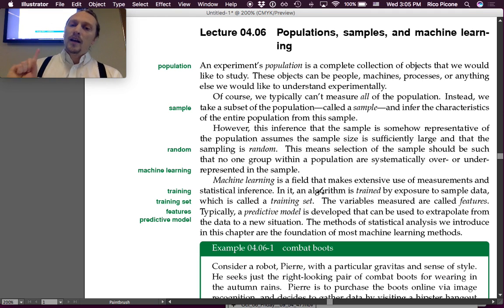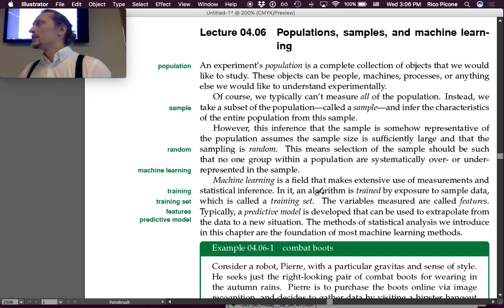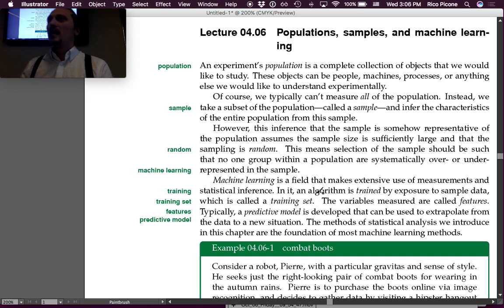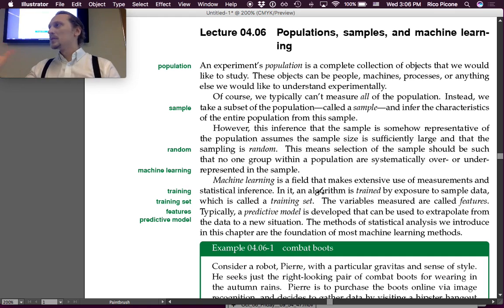large and that the sampling is random. So you don't want to have a means of selection of the sample that overrepresents or underrepresents some group in it systematically. Otherwise, you don't have a very good sample of the population. You have a sample of maybe some group of the population, but you don't have the full population sampled.